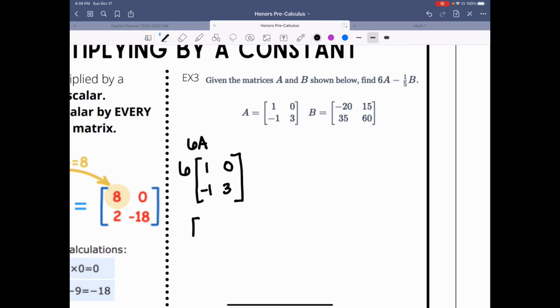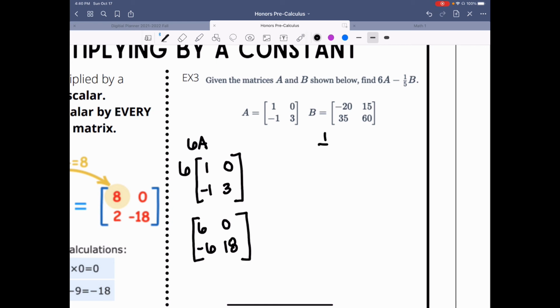So this is going to turn into 6 times 1 is 6. Then we have 6 times 0 is 0. 6 times negative 1 is negative 6. And then 6 times 3 is 18. So there's our first matrix.